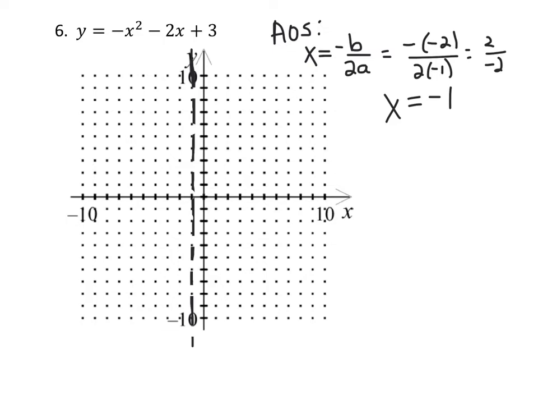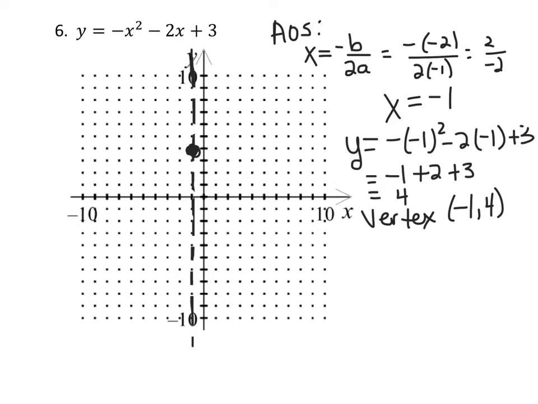Okay, so I'm going to go ahead and start with the vertex, and I'm going to graph some points, and then I'm going to show you some other attributes about the parabola. Okay, so how do I get my vertex? Well, I know that x equals negative 1 is my axis of symmetry, and I know that my axis of symmetry goes straight through my vertex.